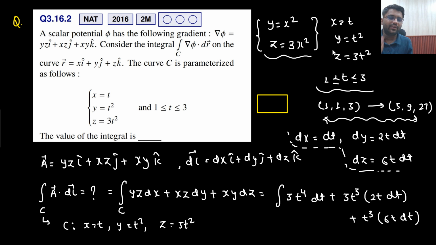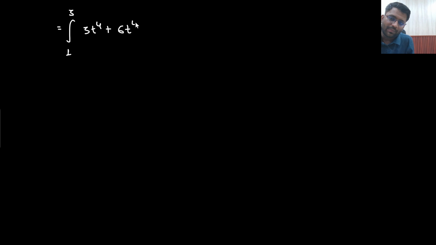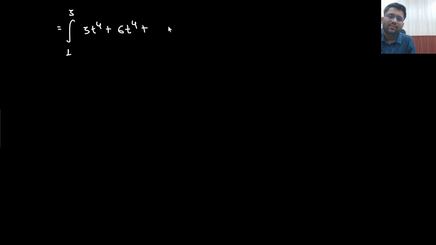The simple thing is, for yz you need to put 3t to the power 4 dt. So 3t to the power 4, plus xz. What is x into z? x into z is 3t to the power 3, and dy is 2t dt. So it will become 6t to the power 4 (3 into 2), plus xy dz. Where xy is t to the power 3, and dz is 6t dt, so 6t to the power 4 dt.